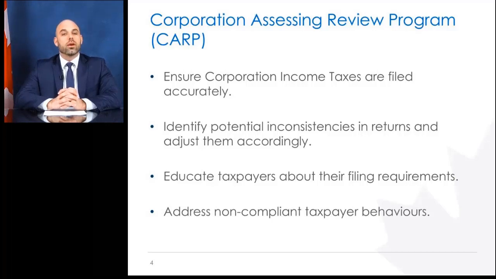CARP reviews around 150,000 T2 returns every year. These can be reviews of your returns filed in the previous years. The CARP review has four main objectives. 1. To review parts of your T2 corporation tax returns to make sure that your business is filing properly. 2. We also identify potential inconsistencies in returns and adjust them accordingly. 3. To educate business owners and their representatives about their filing obligations. And lastly, to address non-compliance.